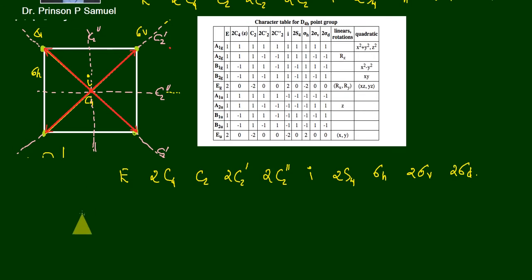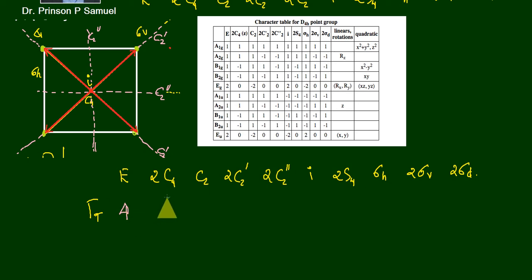Gamma t, the total character. I am going to list the total characters here. Corresponding to E, the total character is equal to 4 because during the E operation, or identity operation, none of the vectors will change their position. All the 4 vectors will retain their position. Therefore, the total character is equal to 4.